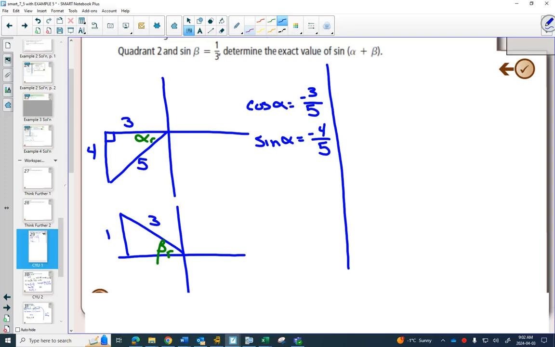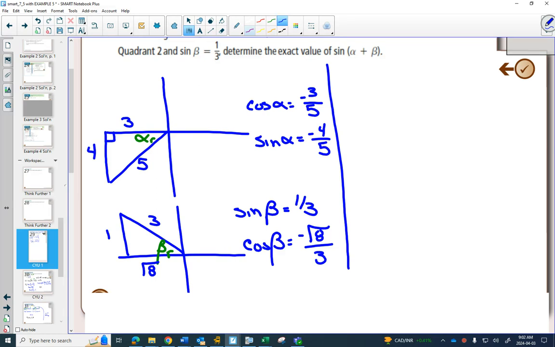a squared plus b squared equals c squared. The other side is the square root of 8. So I knew that sine of beta was 1/3. I now know that cos of beta, adjacent over hypotenuse, is root 8 over 3, and it will be negative because cos is negative in quadrant 2.